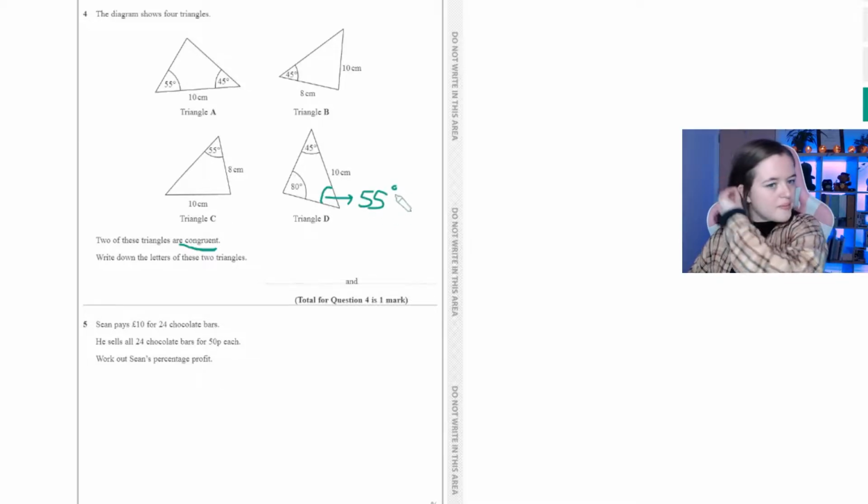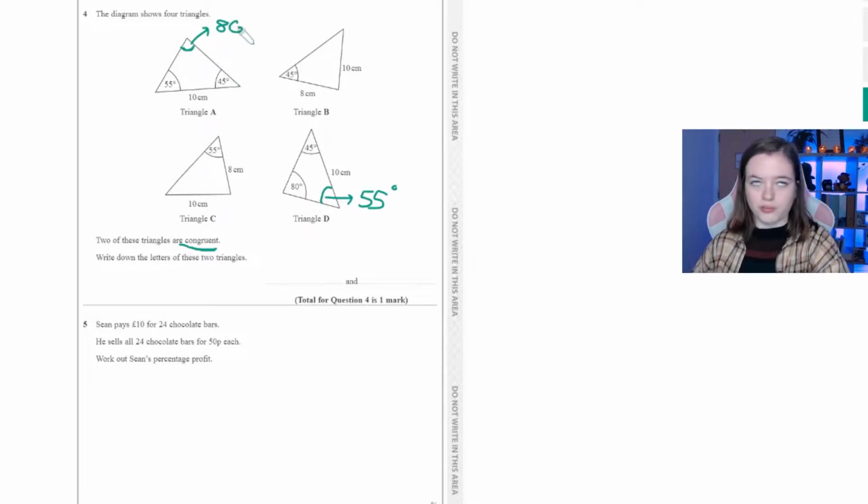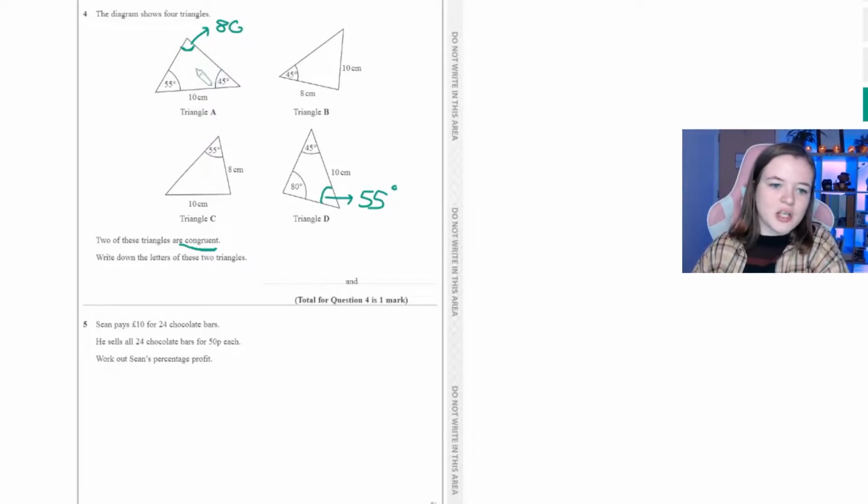And then what I'm going to do then is work out this one. So I've got 180 minus 55 minus 45. I can see from that one's going to be 80, right? Feel free to do some long subtraction to check, but that's going to be 80. So these ones have the same angles and one of the same sides.